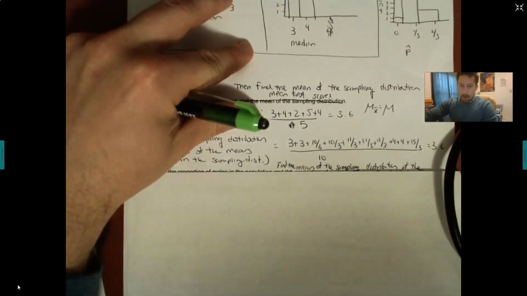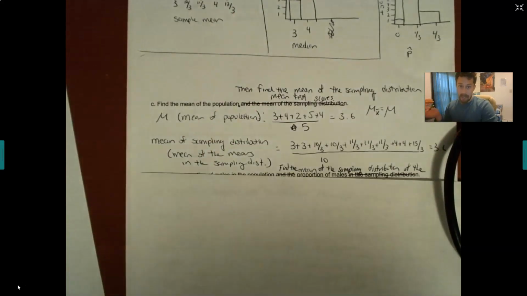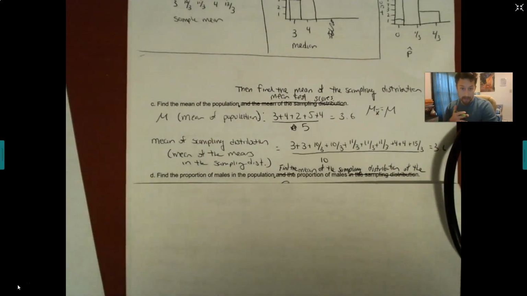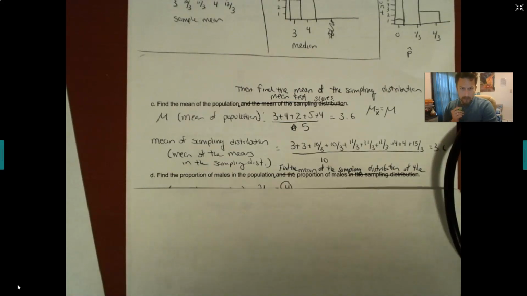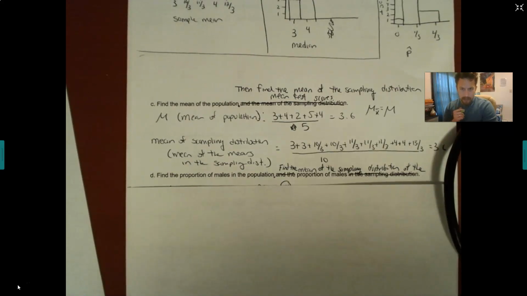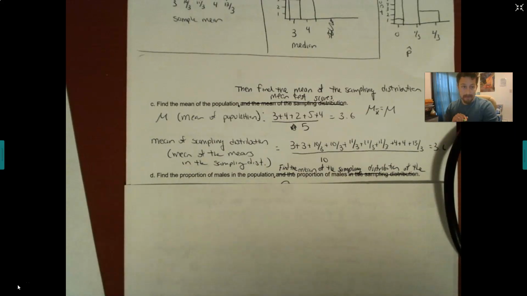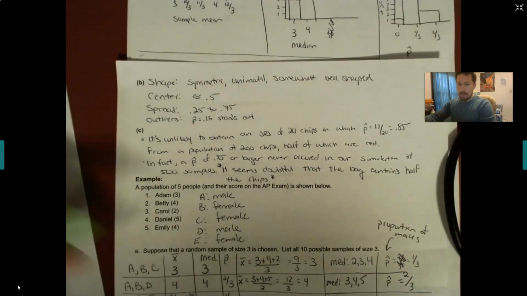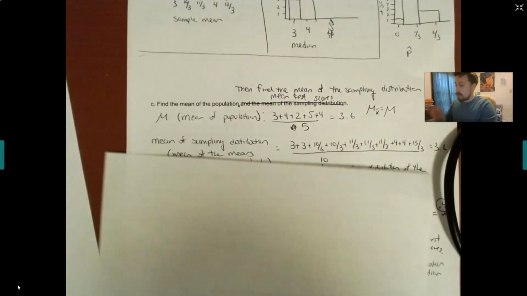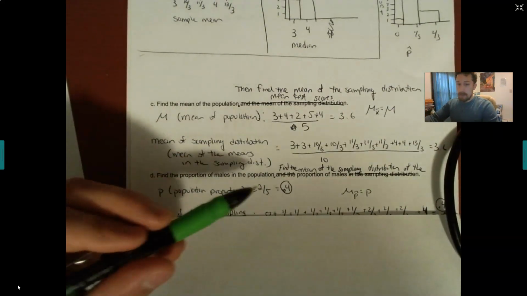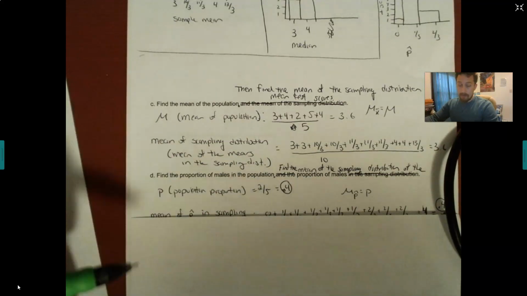Next part, basically the same thing, but we're doing it for p-hat, and we're doing it for median. So this is for p. Find the proportion of males in the population. Then find the mean of the sampling distribution of the proportion of males. In the population, there are 5 people, and 2 of them are male. So p is 2 out of 5, which is 0.4.